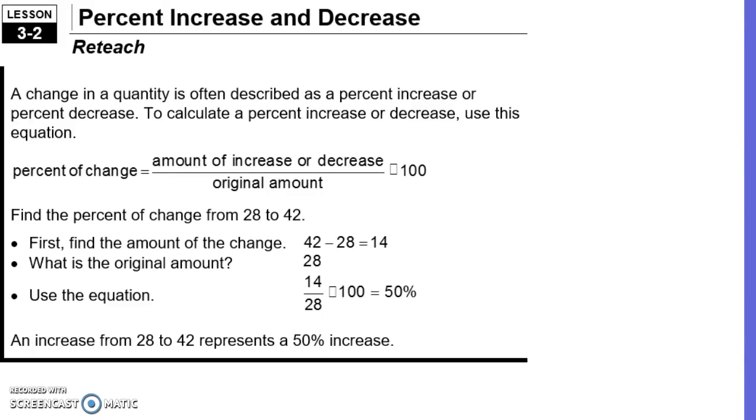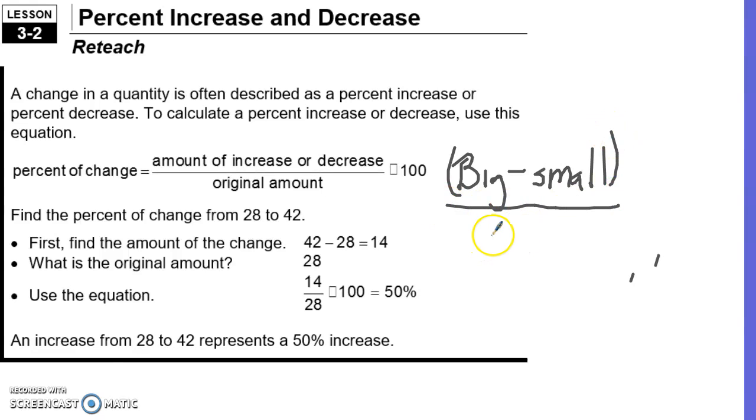Today we're talking about percent increase and decrease. We had already talked about this earlier last week, and when we said percent increase and decrease, we used big minus small over original equals percent over 100. In this first example, we would say big minus small.